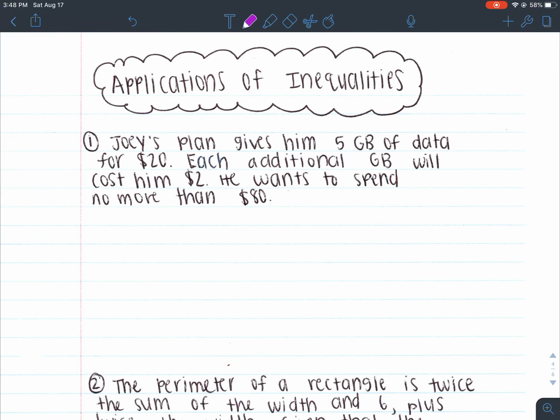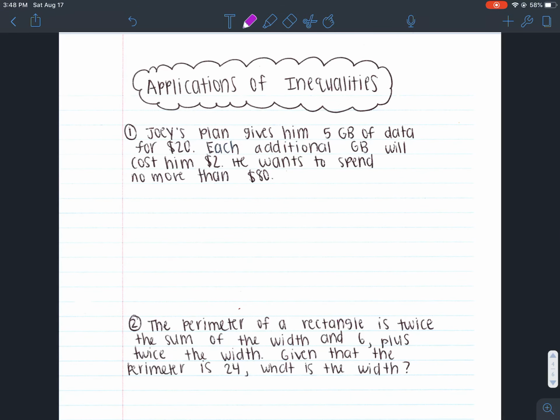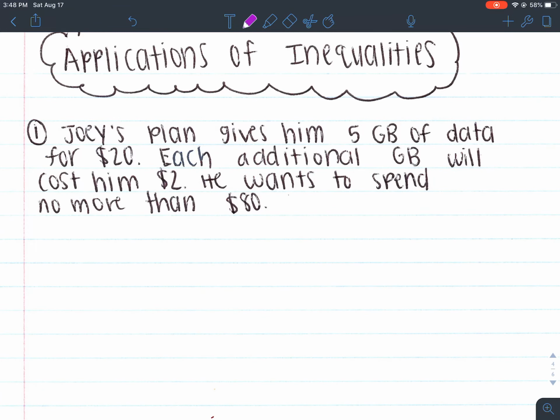Okay, moving into applications of inequality. So, Joey's plan gives him 5 gigabytes of data for $20. Each additional gigabyte will cost him $2. He wants to spend no more than $80. So here we're going to set up the inequality, and then I want you to solve the inequality.